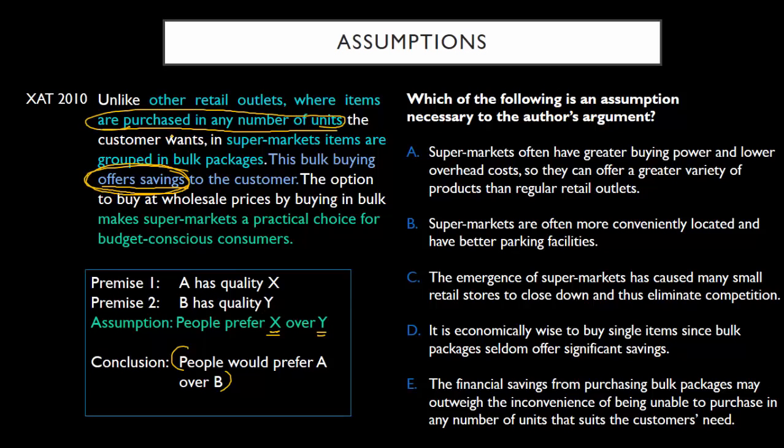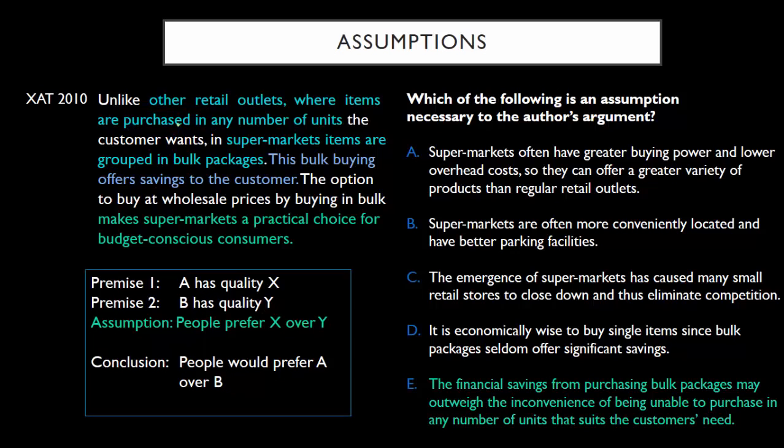And that is what is necessary for this particular argument, which is given in option E. The financial savings from purchasing bulk packages may outweigh the inconvenience of being unable to purchase in any number of units that suits the customer's need. Right? Once you can deconstruct the argument into a simple format, you'll be able to easily identify the assumption that is mentioned. Otherwise, if you don't deconstruct the argument, you will get confused with these options. But if you deconstruct the argument, the answer choice will actually speak to you.